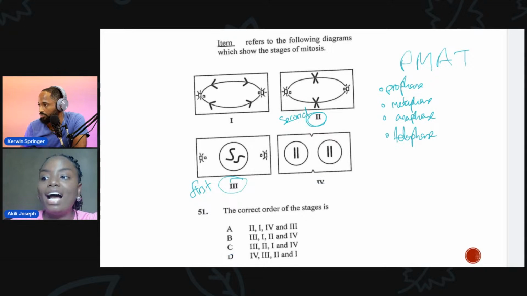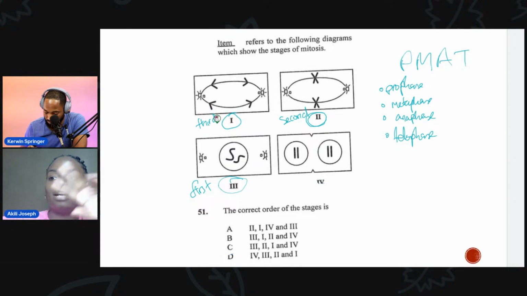After metaphase, you go to anaphase, where the chromosome splits, and one chromatid goes to one side, the other chromatid goes to the other side. So you add 1. And finally, once you have the 2 groups at either pole, nuclear membranes reform around the 2 sets and leave you with telophase.